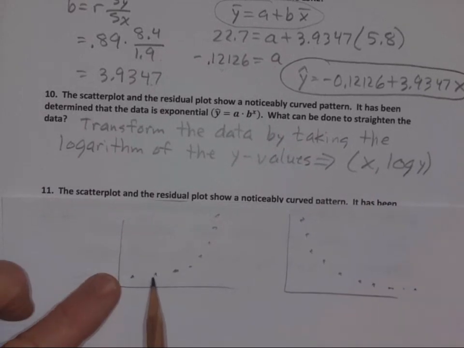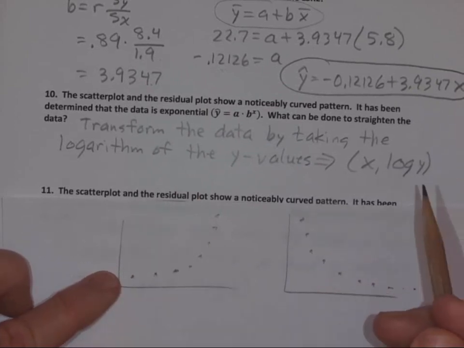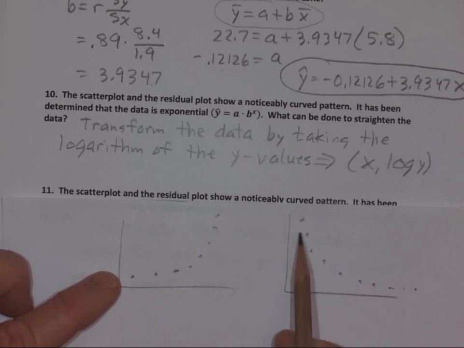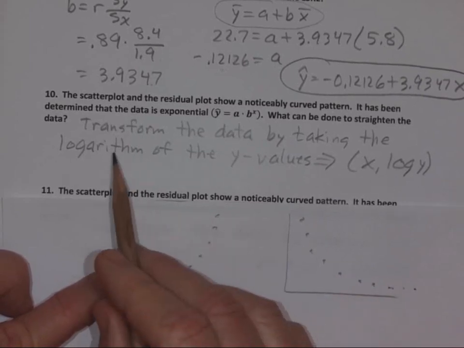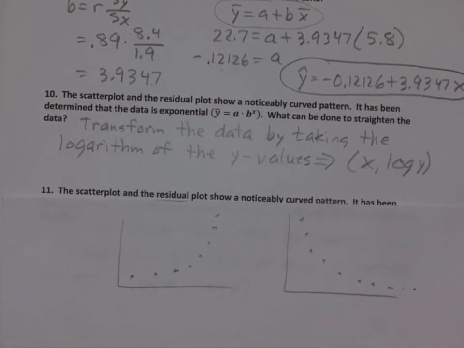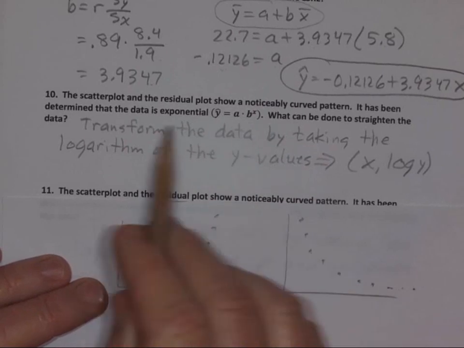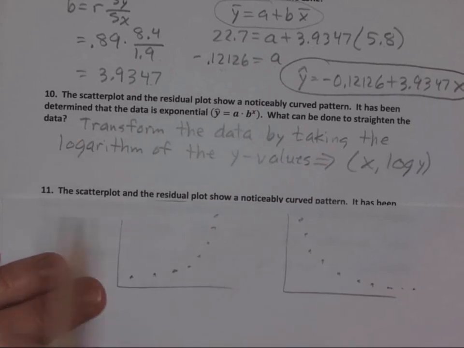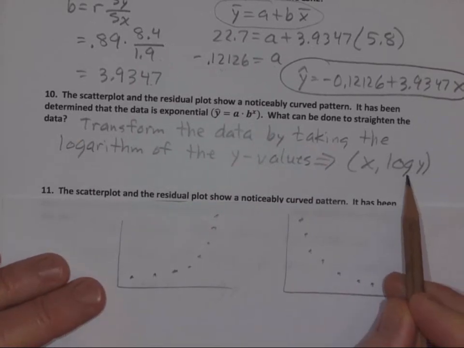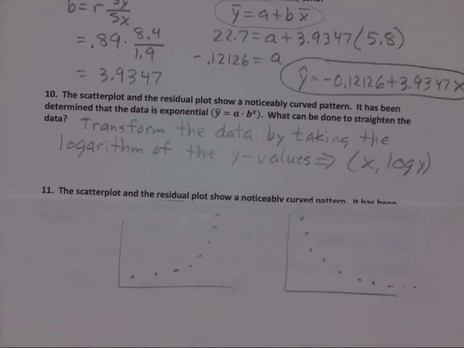Exponential means this is being multiplied by a common ratio as your x's go up incrementally. In this case r would be more than 1, and in this case r would be less than 1. But here's the fact that you need to know, and it could be asked of you: how do you straighten data that is exponential? And that is by taking the logarithm of the y values. If you do that, it will straighten the data.